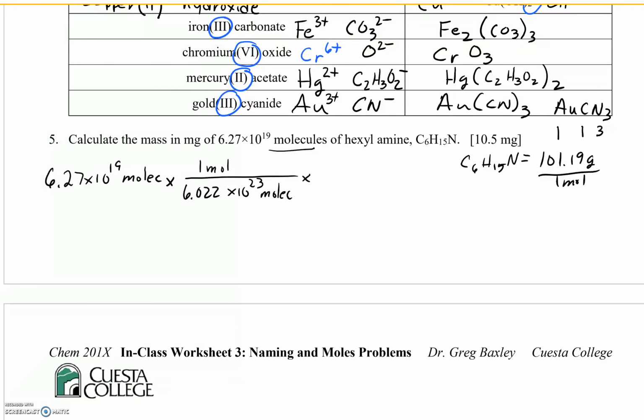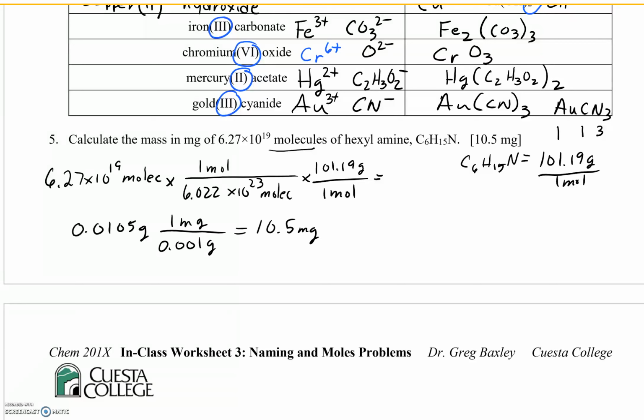Once I've calculated the number of moles of hexylamine from the number of actual molecules, I can then use the molar mass to calculate the mass in grams. That works out to be 0.0105 grams to 3 significant figures. And I can convert that mass in grams to milligrams using the conversion from Chapter 1 in Table 1.2 to get the answer of 10.5 milligrams.